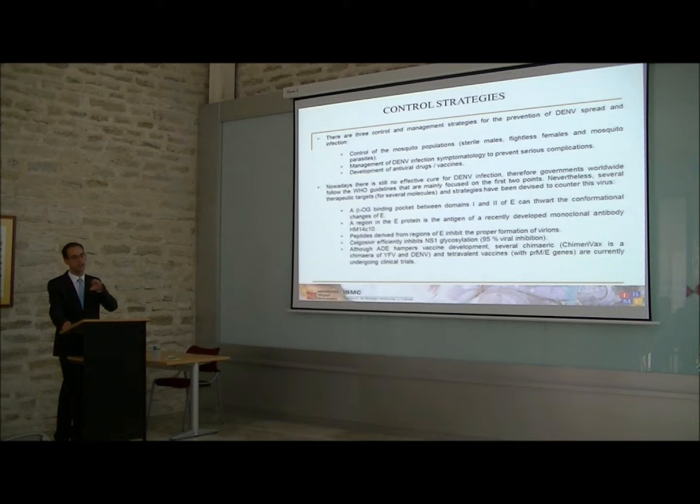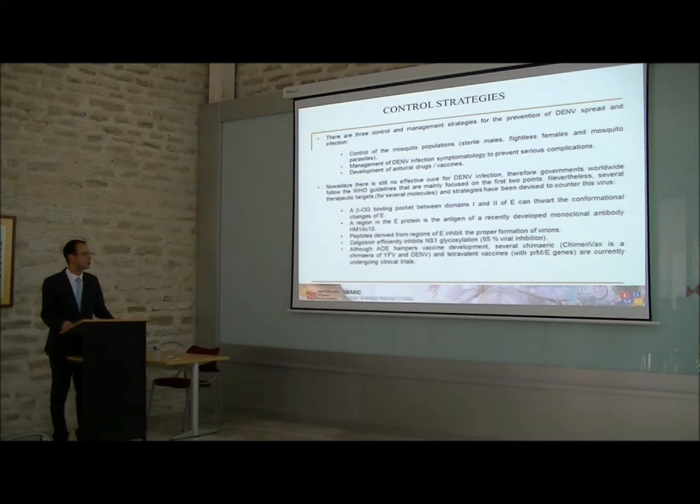Several targets are designed to target the conformational changes needed for the proper viral replication. For instance, there is a binding pocket between domains 1 and 2 of E that could be targeted to prevent the hinge motion that this domain does to result in a fusion process. And also, some peptides have been found to target specific regions in the mature virion and inhibit the proper formation of genome-like virions.